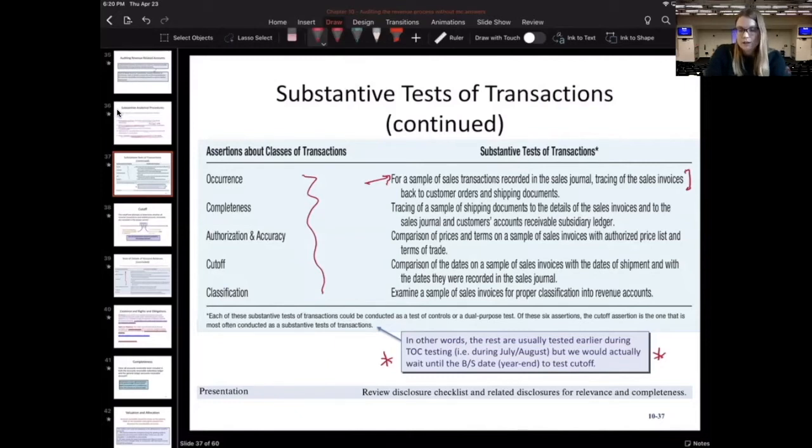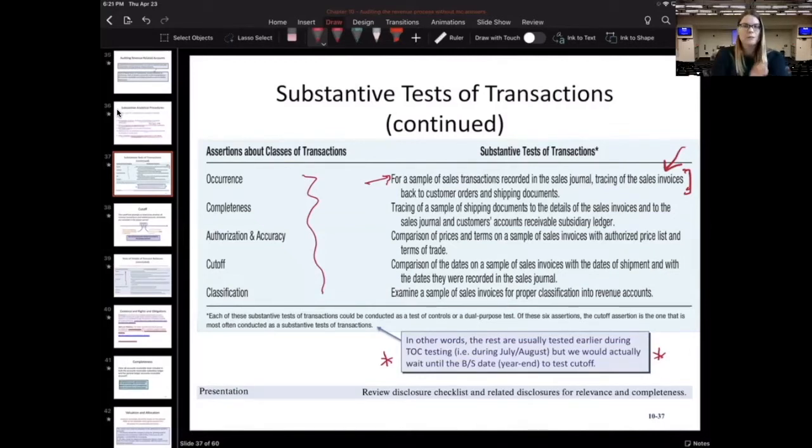And this particular control, you can do at any time. You can test it at any time of year. And we talked about this concept a lot earlier, the dual purpose test. So this is something that would count as a test of control over this particular revenue control, but it also counts as a substantive test of revenue.